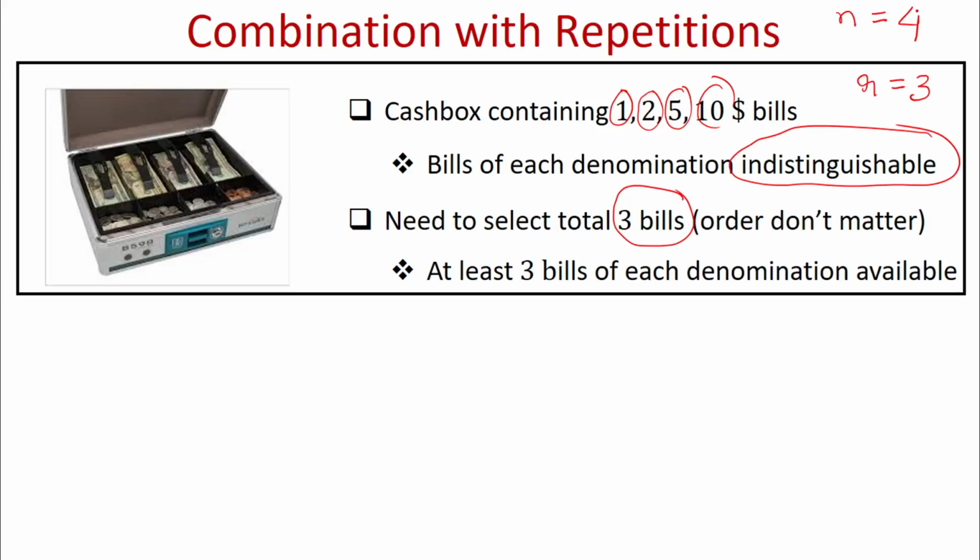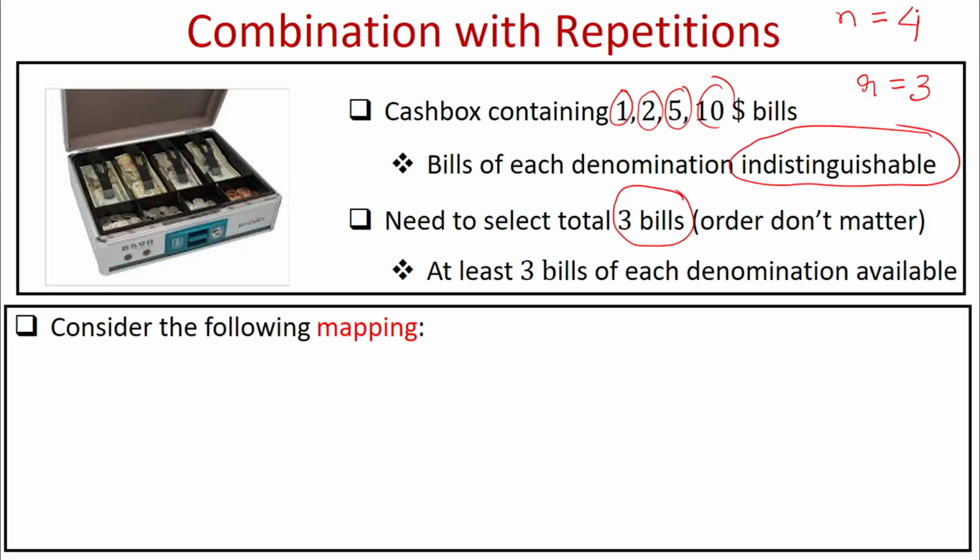That means you pick three $1 bills, or you may decide to pick one bill of $1 and one bill of $2, or you may decide to pick one $5 bill, one $2 bill, one $1 bill, or you may decide to pick all three bills of $10 type, and so on. So these are the various ways. Our goal is to find out how many such selections are possible.